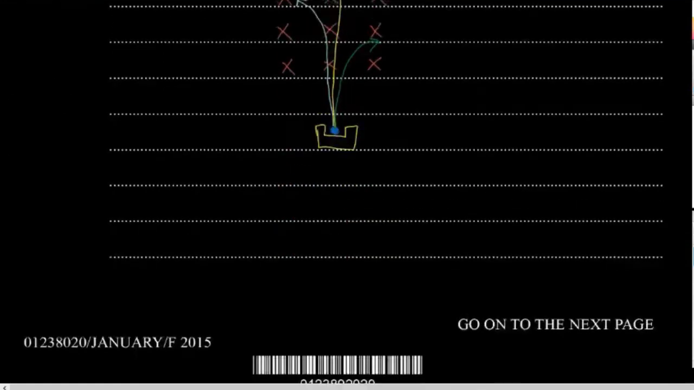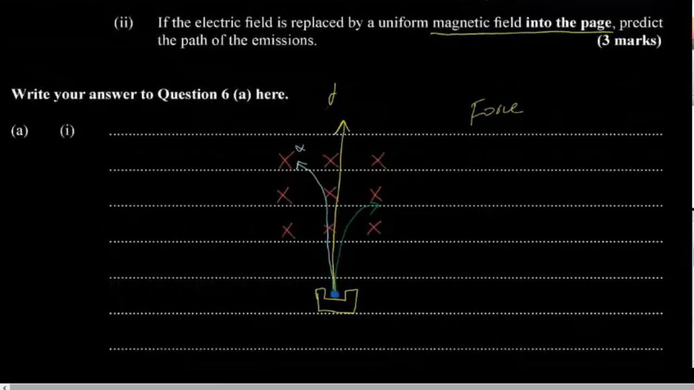All right, so let's move on because we have a few more that we need to cover.